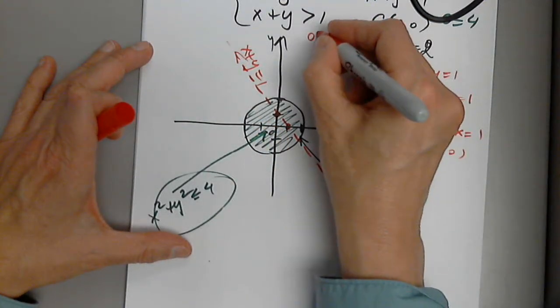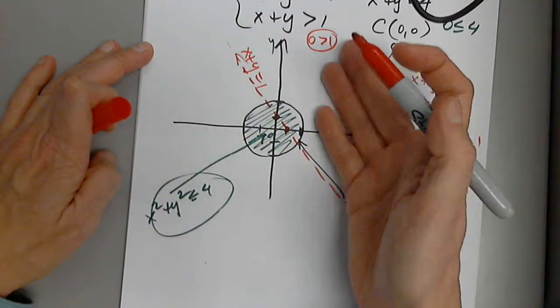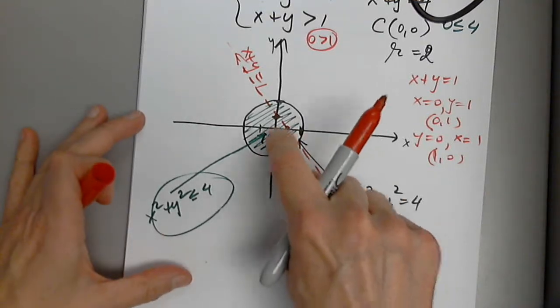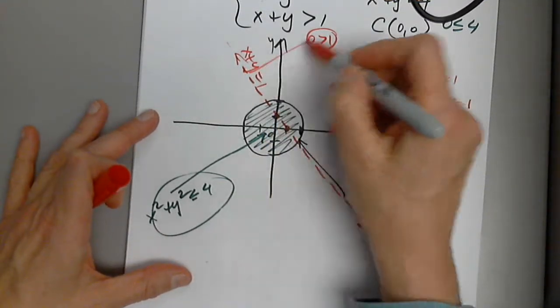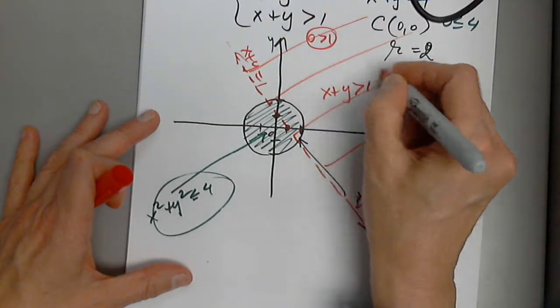And I get 0 greater than 1. If you say it's true, I'll shade in this. If you say it's false, I shade in the opposite. False. I cannot take the region that has that point. I have to take the opposite region. So this is x plus y greater than 1.